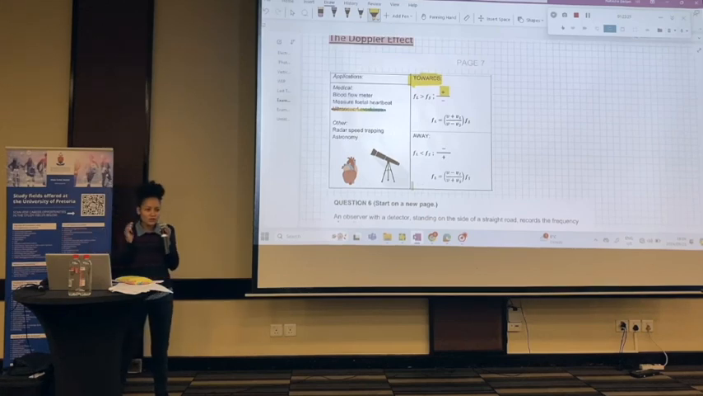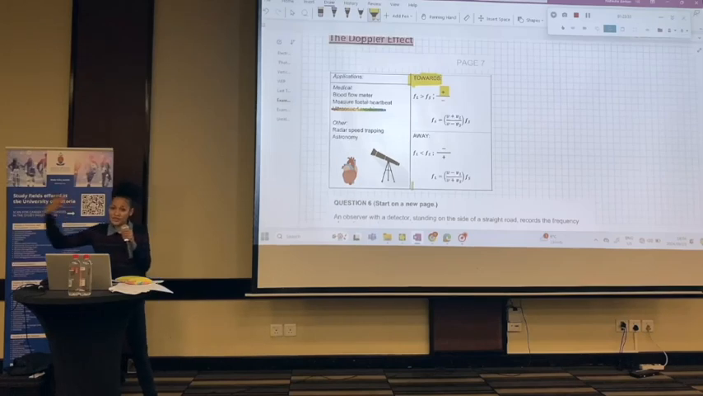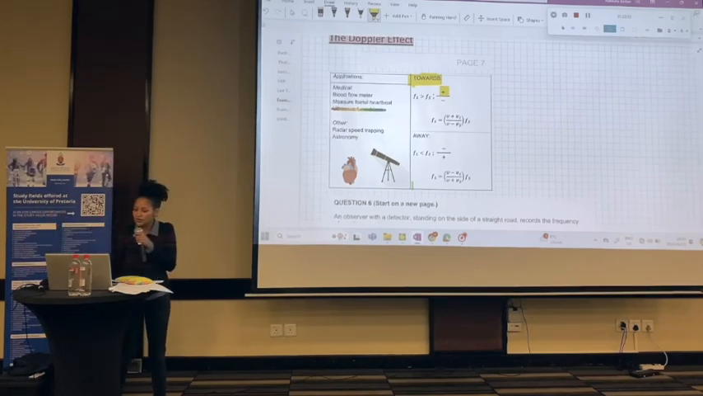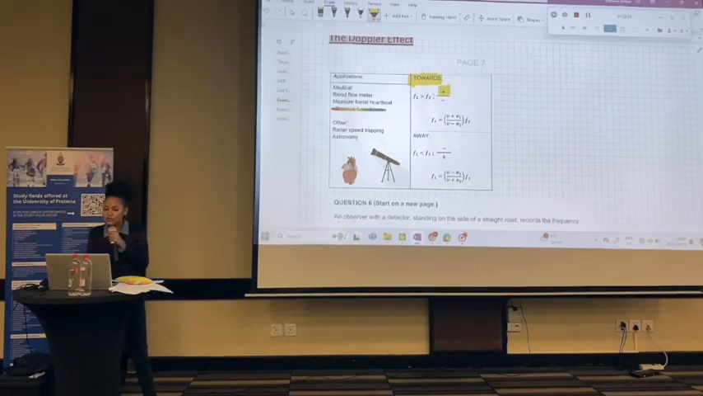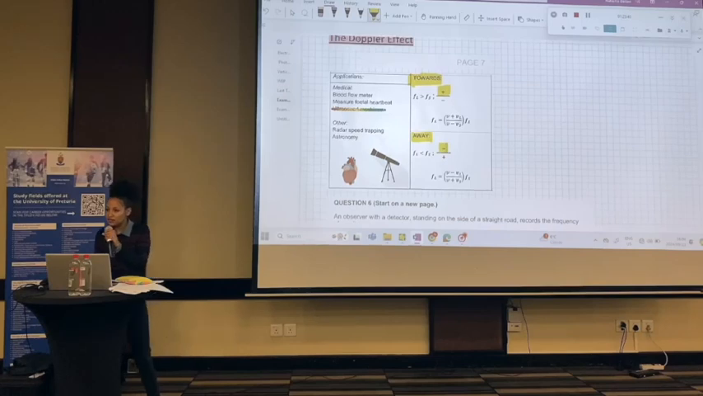Remember, when families come together, it's a good thing. So if the observer and the source, the listener and the source, are moving closer relative to each other, choose the plus sign at the top. When families move apart, it's a bad thing. Choose the negative at the bottom. Learn this off by heart and you're going to be okay.